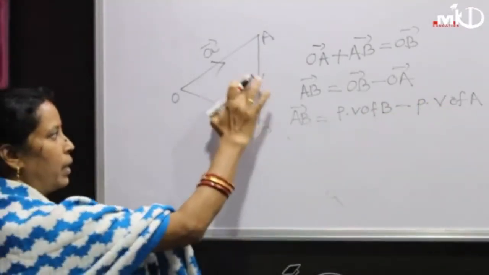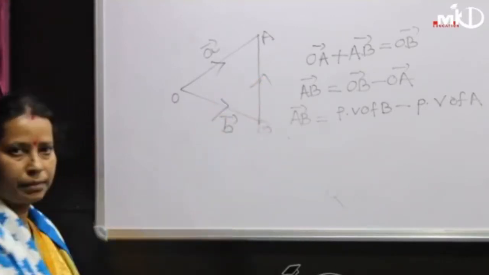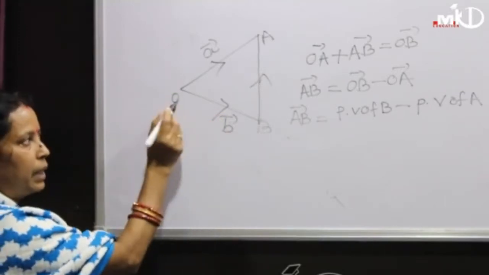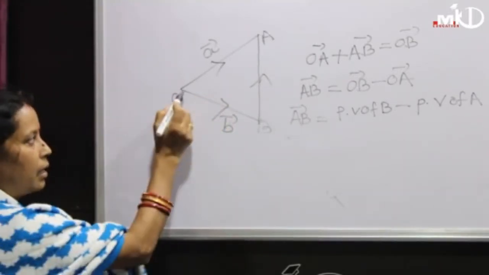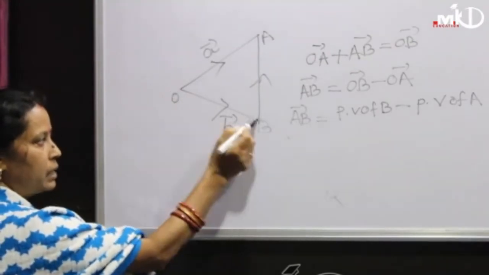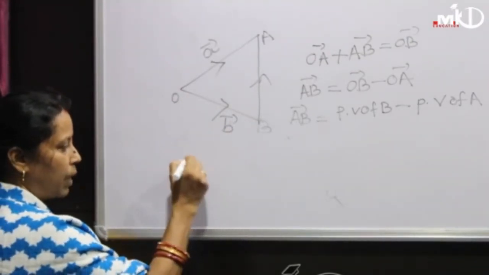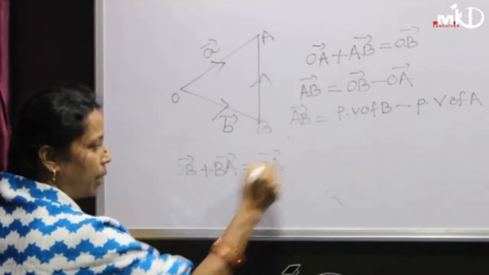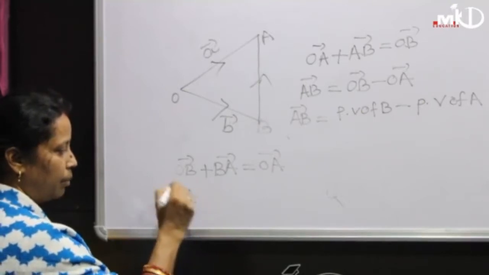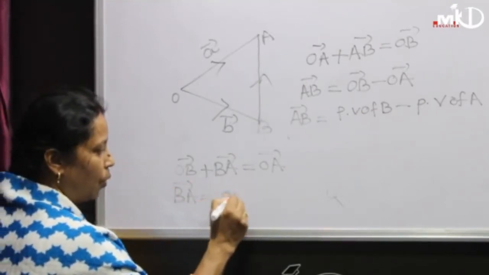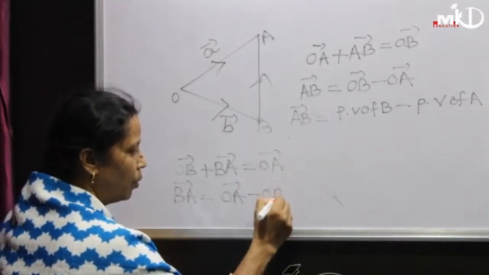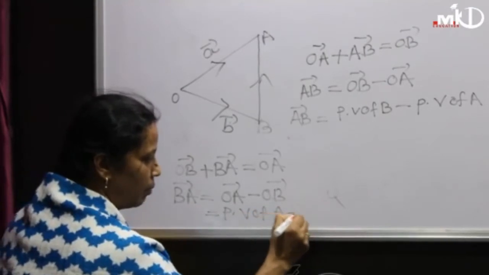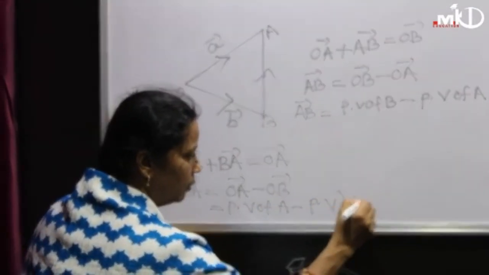Similarly, suppose we find the BA vector. This is also the same triangle, but here the direction changes. From the triangle law of addition we find OB bar plus BA bar is equal to OA bar. So BA vector is equal to OA bar minus OB bar, that is, the position vector of A minus the position vector of B.